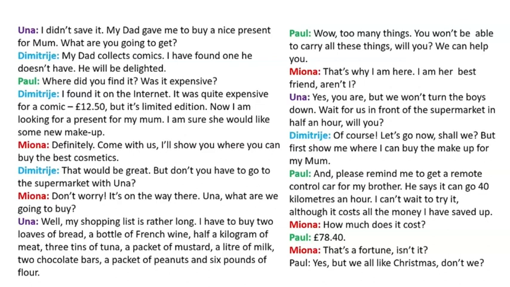But first, show me where I can buy the makeup for my mom. And please remind me to get a remote control car for my brother. He says it can go 40 kilometers an hour. I can't wait to try it, although it costs all the money I have saved up. How much does it cost? £78.40. That's a fortune, isn't it? Yes, but we all like Christmas, don't we?